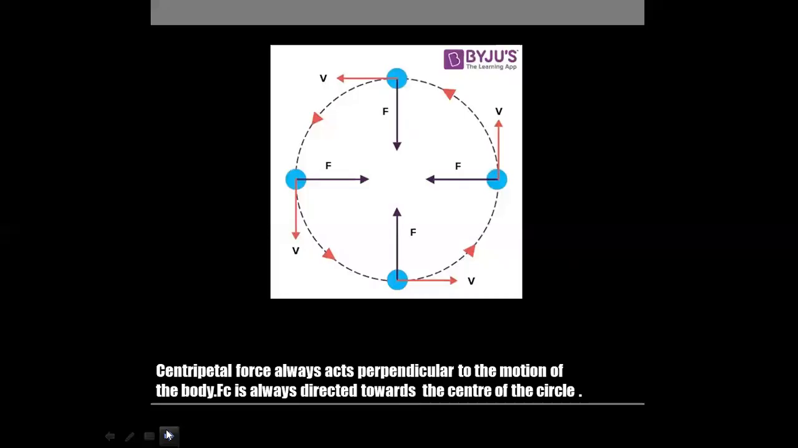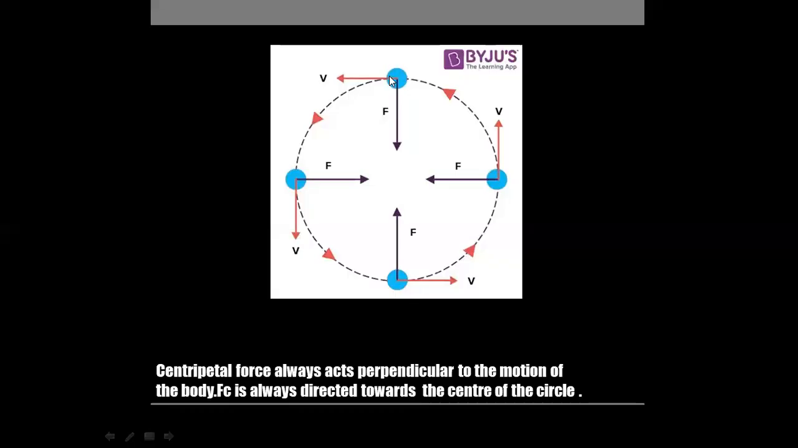Now the direction of centripetal force. As I have told you, what is centripetal acceleration? When a body is moving in a circular path, its acceleration is known as centripetal acceleration. And this centripetal acceleration is the result of centripetal force. Now, centripetal force always acts perpendicular, at an angle of 90 degrees, to the motion of the body.